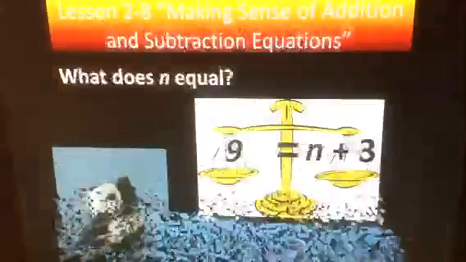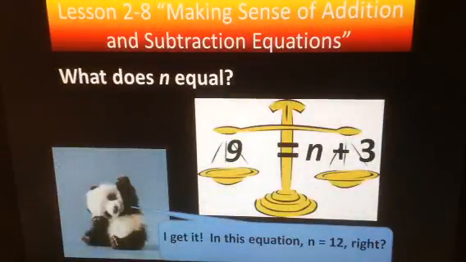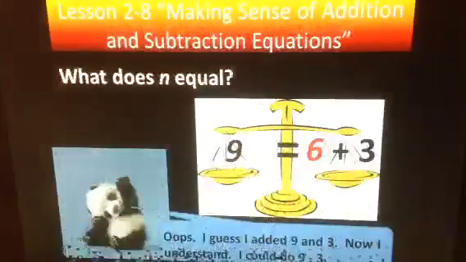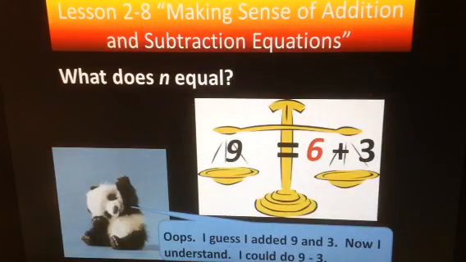Here's a cute little panda seeing if he understands. He says, I get it. In this equation, N equals 12, right? Some kids thought he was right at first, but we figured it out pretty quickly. He's not right. In this equation, N equals 6, because 9 equals 6 plus 3. Oops, says the panda. Oops, I guess I added 9 and 3. Now I understand I could do 9 minus 3 to find the answer.